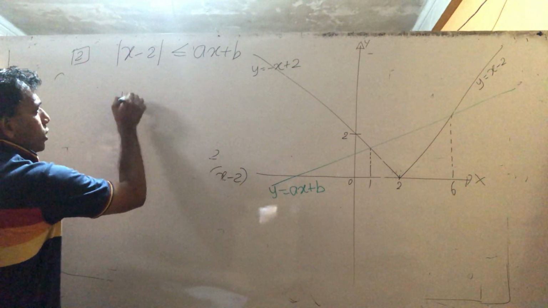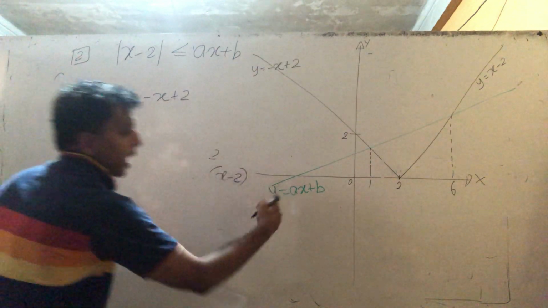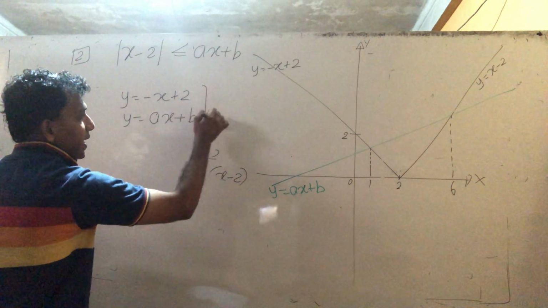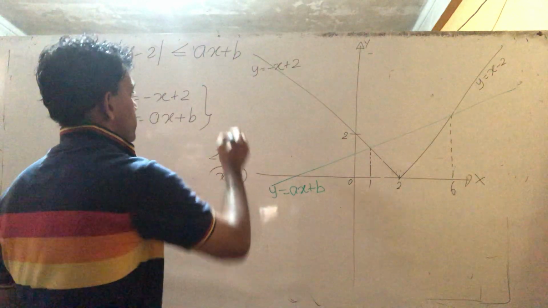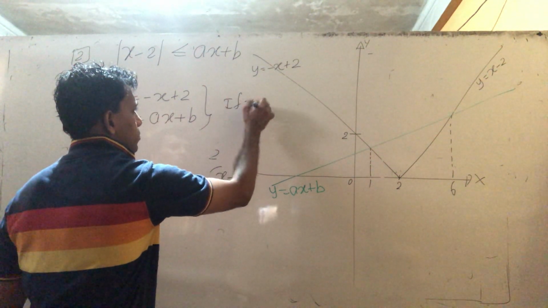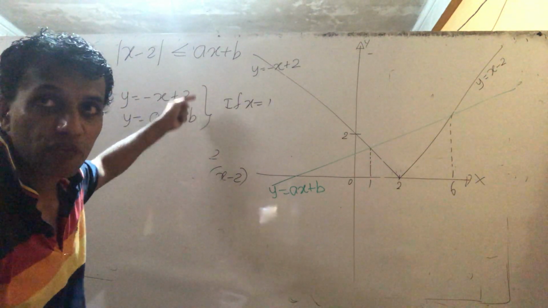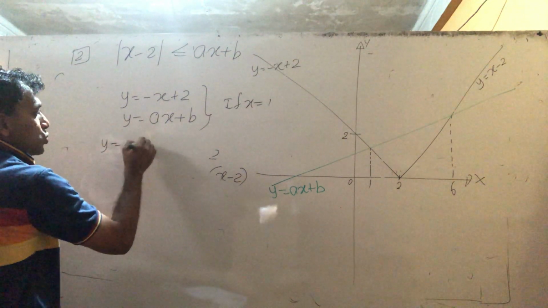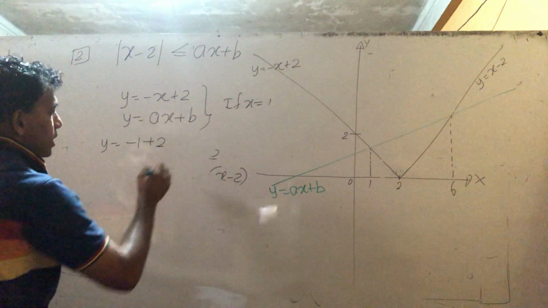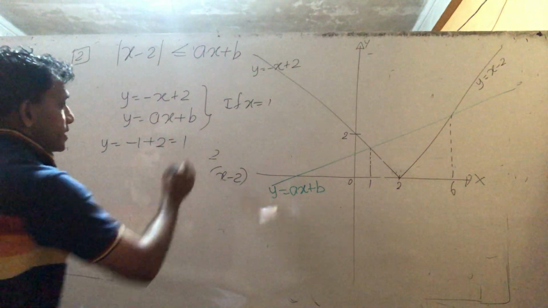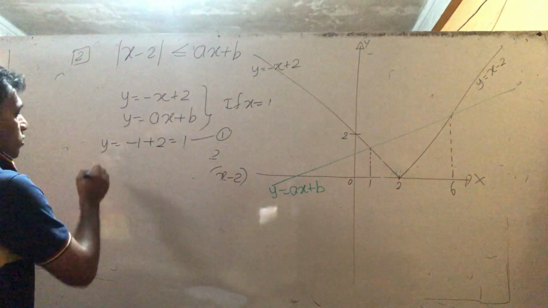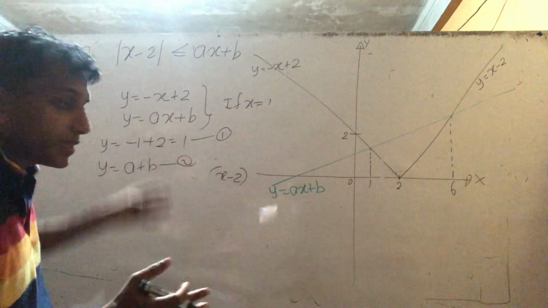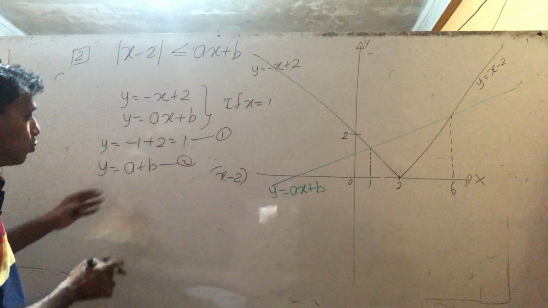y equal minus x plus 2 and y equal a x plus b for x equal 1. If x equal 1, we can solve this pair of equations. So put x for 1, y equal minus 1 plus 2, that is 1. Let's say number 1. Here put x for 1, y equal a plus b. I say second. So connect the both, we'll obtain a pair of equations.